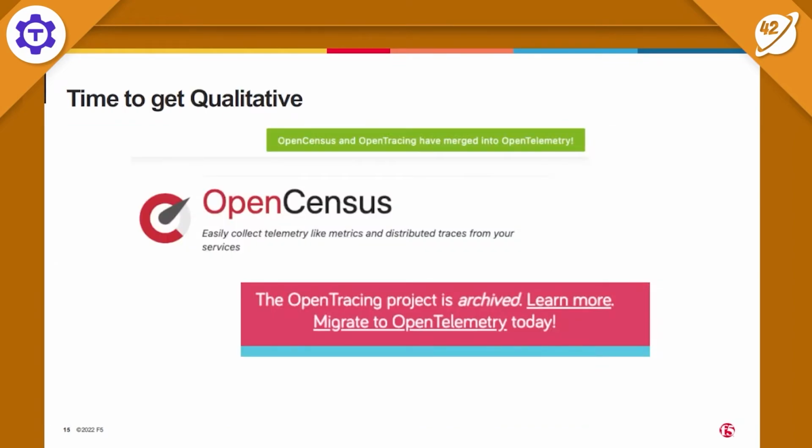So we actually started by looking at OpenCensus. At the top of the page, it says OpenCensus and OpenTracing have merged into OpenTelemetry. And on OpenTracing: the OpenTracing project is archived, migrate to OpenTelemetry today. This gave us the feeling that we should probably be looking at OpenTelemetry. And so that was where we went.